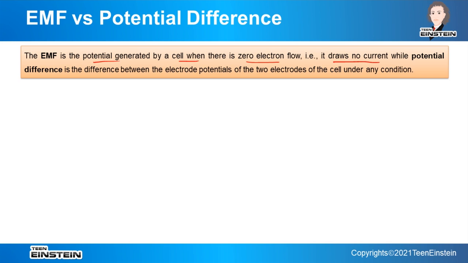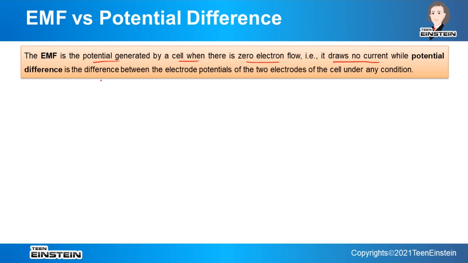But what is potential difference? Though these two are very close in meaning, so there is a chance of confusion, we have to be careful that there is a very slight difference between these two. So EMF is the potential that is generated by a cell when there is no flow of electrons, that is, it is drawing no current.